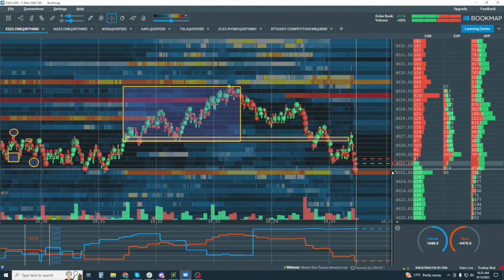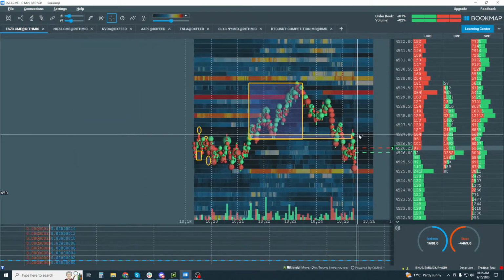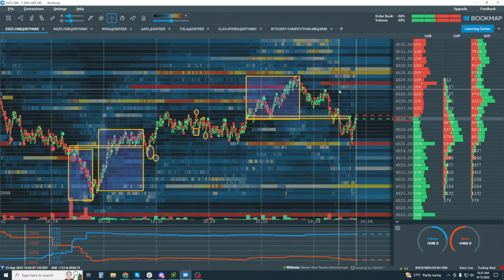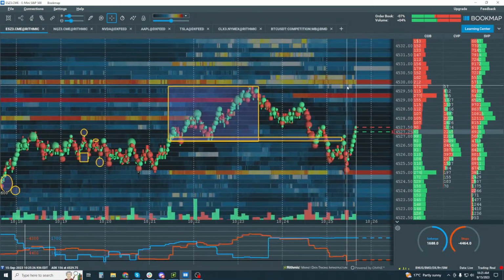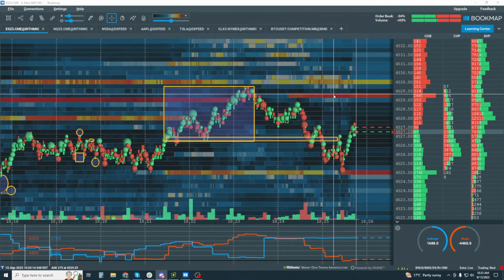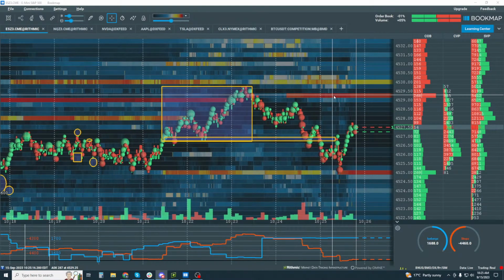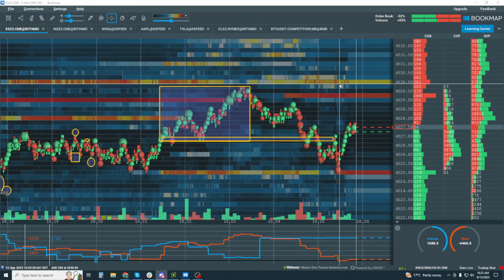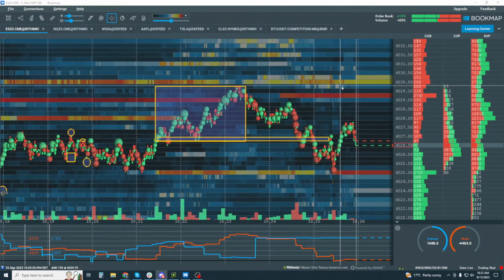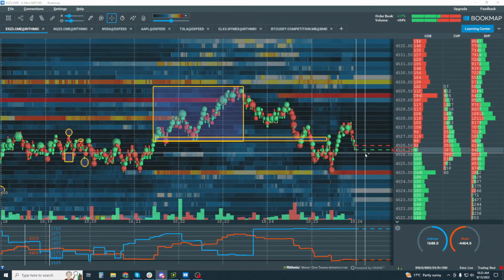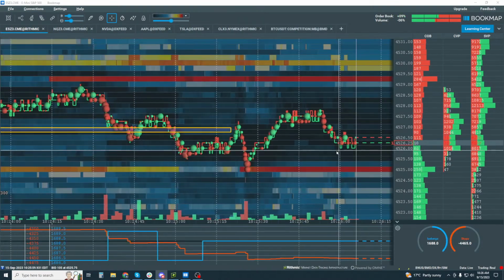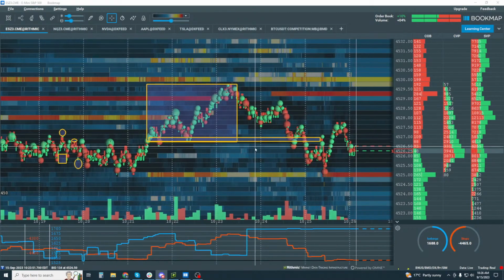Here we go. Okay, now this has got to go through 25. Liquidity here, support here, and it bounced off of that. Maybe we should take a step back. We'll come back and revisit this in just a second.